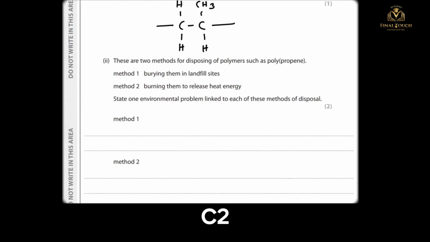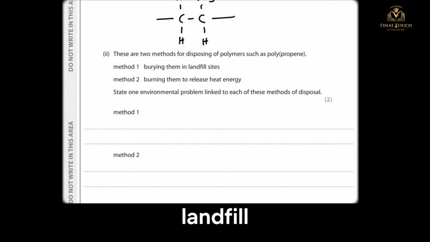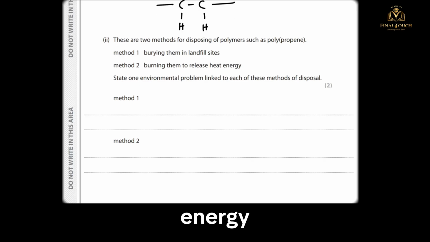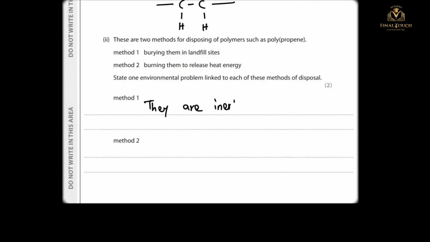Moving on to C2. These are two methods for disposing of polymers such as polypropene. Method 1 is burying them in landfill sites. Method 2 is burning them to release heat energy. State 1 environmental problem linked to each of these methods of disposal. So the problem linked to method 1 is polypropene or polymers, they are inert or they are unreactive.